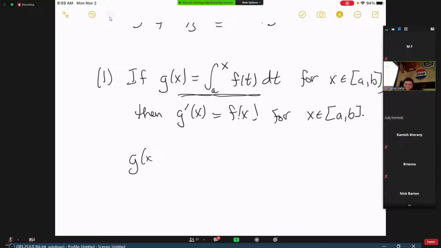G of x. The variable for g is x, and notice it's an endpoint for the interval. Okay.